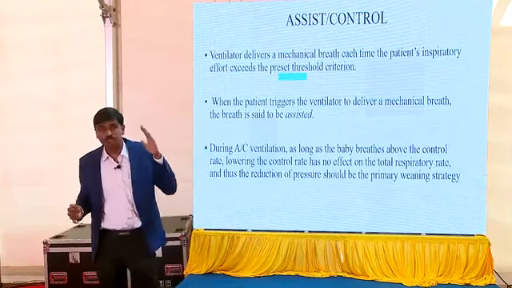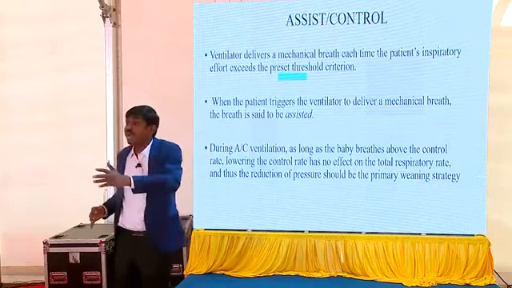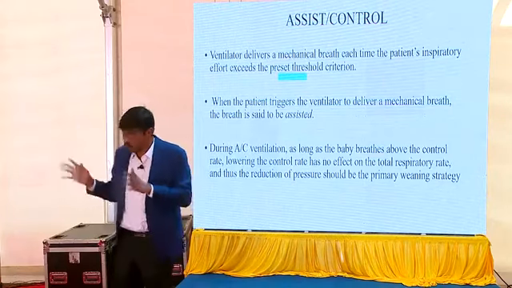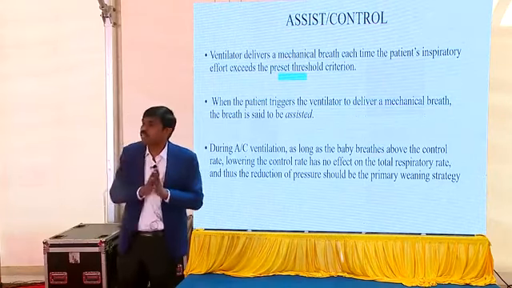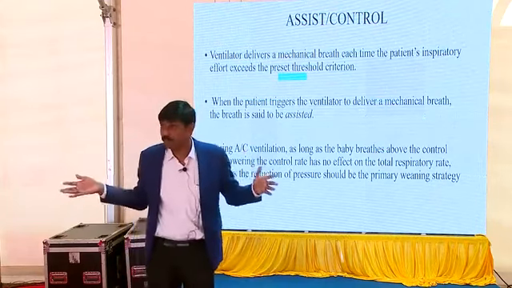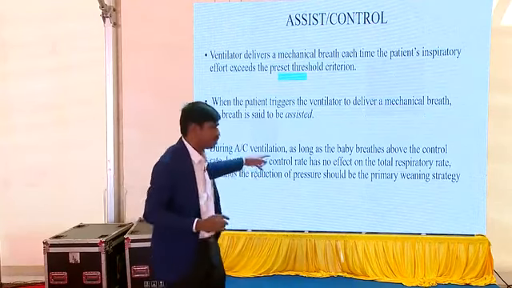Now, what happens? Baby starts a breath, immediately the machine goes through. But in between, again, the baby takes one more breath. Immediately, again, it moves into inspiration. So, what happens if you're set at 40 and your baby is breathing at 60? All 60 would be supported. Go to the next one. There's a graph there.